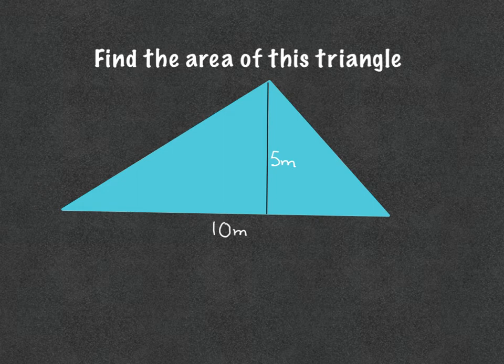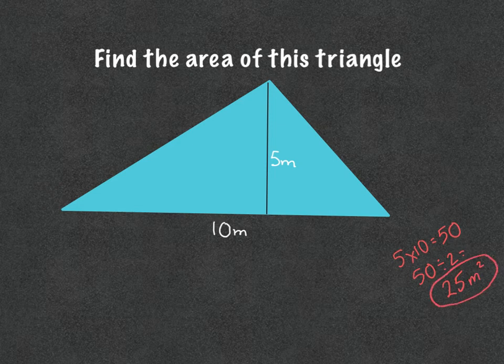All right, let's find the area of this triangle. And if you want to pause so that you can figure this out and then come back, go for it. And then you can see what the answer is. But here we go. So 5 times 10 equals 50. 50 divided by 2 is going to equal 25, and these are meters squared. So our area of this triangle is 25 meters squared.